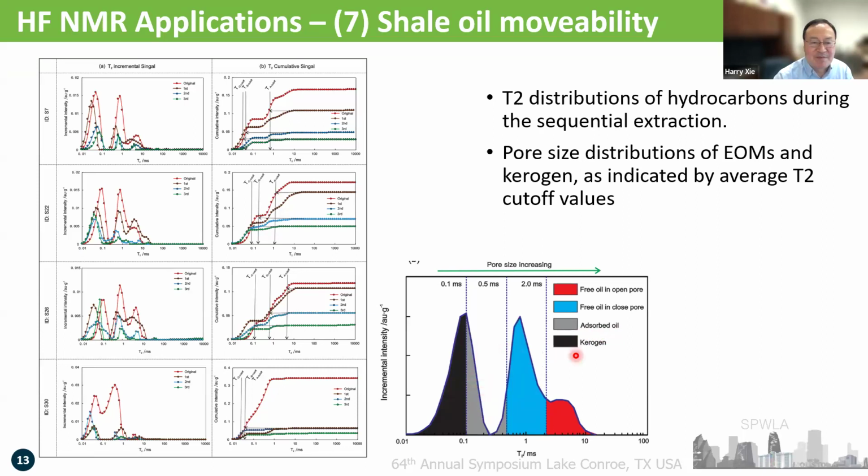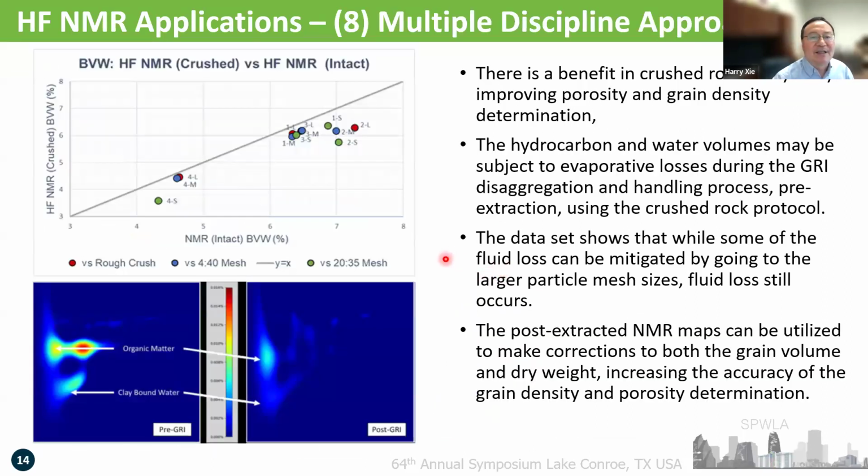And the black one may be correlated, associated with kerogen. So it's going to stay. With that, I'm going to give you an indication of how easy or how difficult it is to produce the oil. So that's another way to do the lab procedure to understand your oil property in the shale samples.